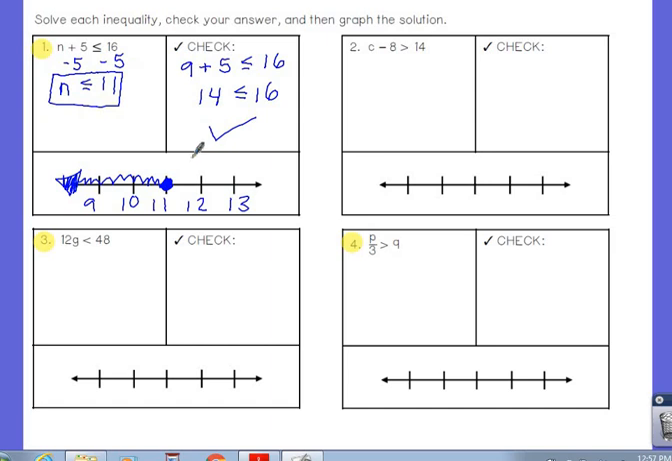So was that anything really new? We combined yesterday's lesson and equations all in one thing.